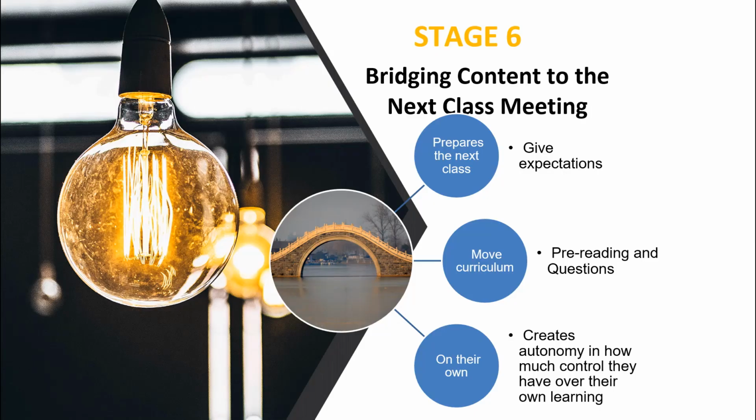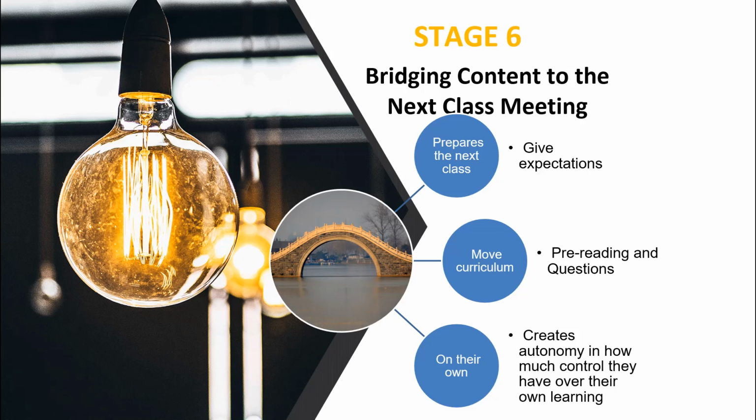Stage 6 is where you will now bridge the content to the next class meeting. This prepares the students for your next class. It allows you to move through the curriculum and it gives them an opportunity to practice and to read on their own. In preparing for the next class, give expectations of what you expect the students to see, what you expect for them to do, how you expect for them to behave, and what you expect for them to have learned by the next class setting.